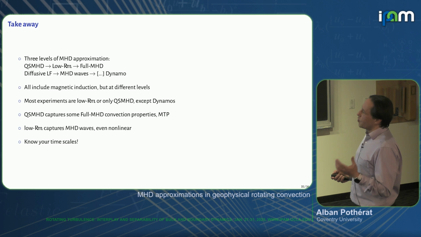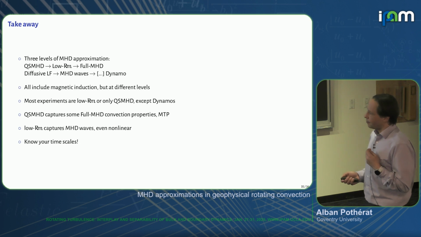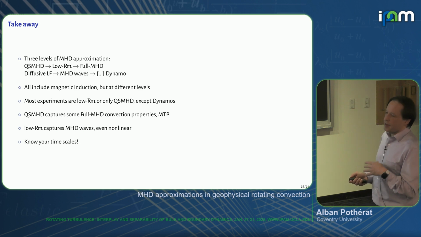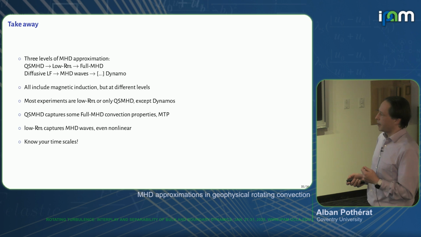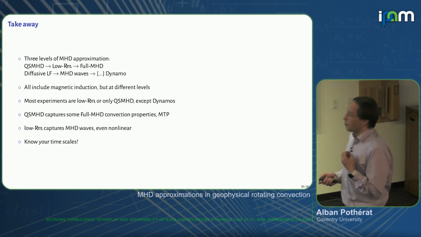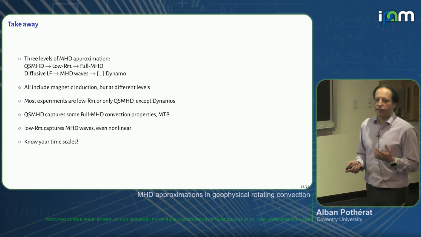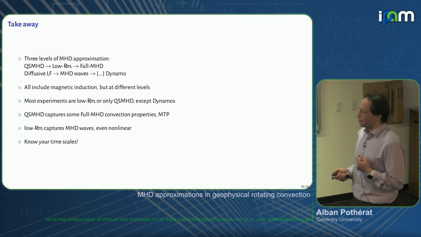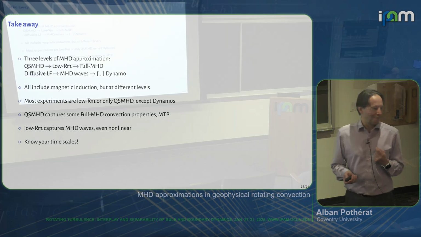In experiments, most of the time we're in the low Rm regime, but that doesn't mean we don't get waves. And as we can see, the various levels of approximation can capture phenomena that are relevant to the core, even though we don't have the full MHD regime. In particular, we can capture waves and probably nonlinear waves. You don't need full MHD for that. The low Rm can do it. So, moral of the story, know your timescales. That's it. Thank you.